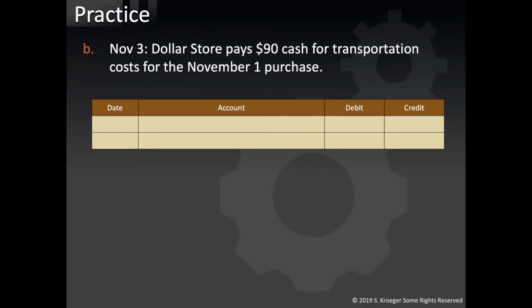As explained in the prior slide, the debit will be merchandise inventory. The amount will be the amount of shipping, which is $90. The credit is cash, and we will assume that for all shipping related entries that you're paying in cash. The amount of the credit is the same, $90.